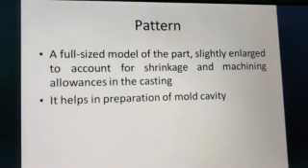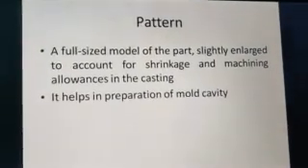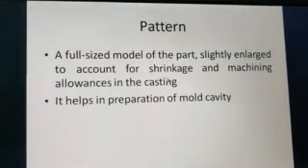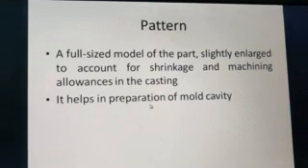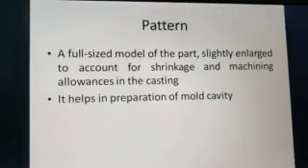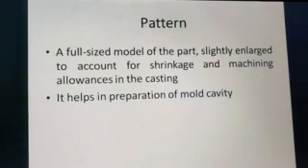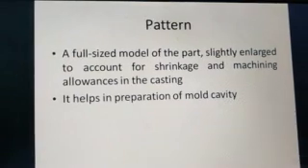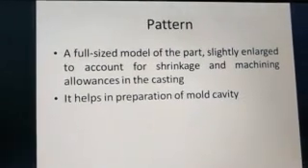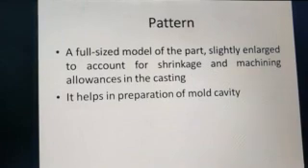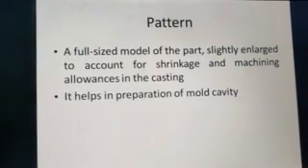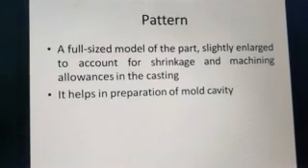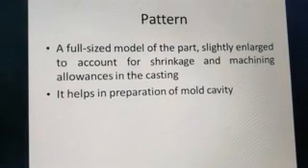Next particular term that I would like to introduce is a pattern. Pattern being a full-size model of the part slightly enlarged to account for the shrinkage and machining allowances in the casting. It helps in preparation of the mold cavity. So pattern can be made of different materials, but usually we prefer either a wooden pattern or a plastic pattern. And in special casting processes like lost foam or lost wax casting, there we go for either a wax pattern or patterns made of sublimable materials which vaporize when the heat is applied.